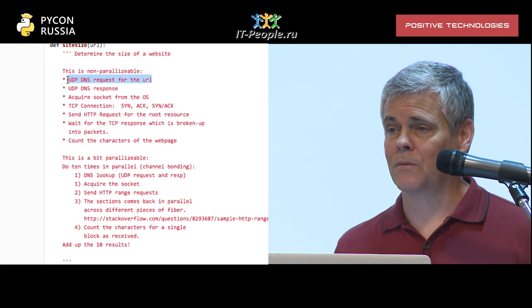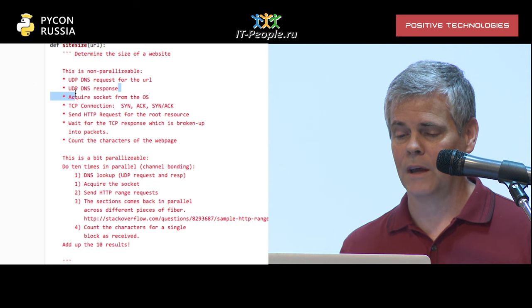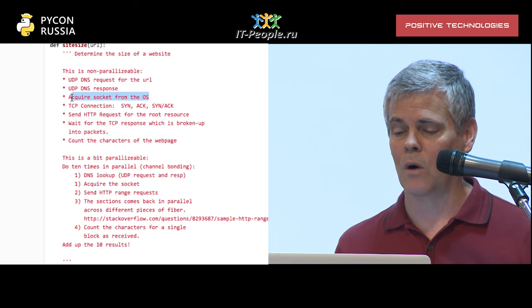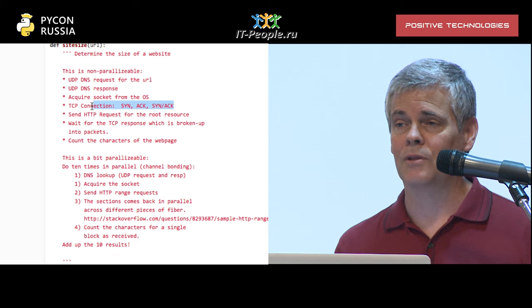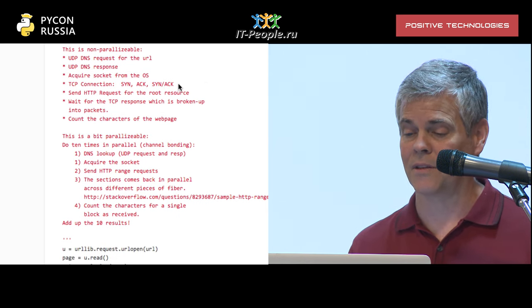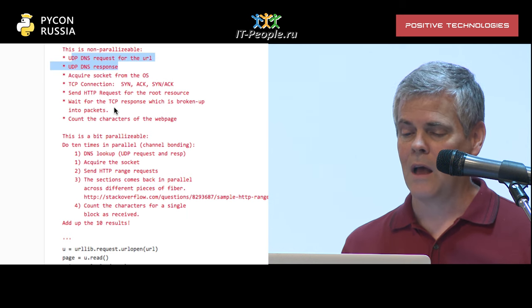We have to do a DNS request over UDP to get the URL. We have to get a response to know what IP address it resolves to. We need to acquire a socket from the operating system. We need to do the three-way handshake for a TCP connection: a SYN, ACK, and a SYN ACK. This is the part that takes the longest time. Well, actually, this has a round trip on the net, too.